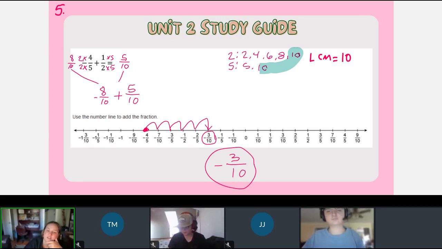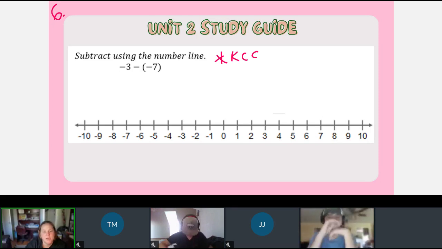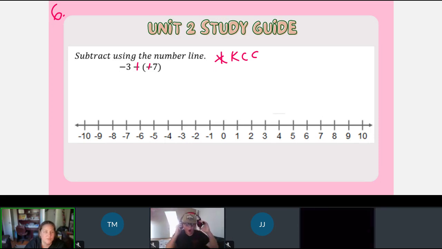All right, let's move on to slide 12. This will be number 6. And it says subtract using the number line. I want you, if you're taking your own notes, write KCC. That stands for keep, change, change. So when you're subtracting a negative or you're just subtracting at all, you can use keep, change, change, which is keep the first number. So negative 3 stays the same. We change the minus to a plus, change the second negative to a positive. And now we can use the number line.